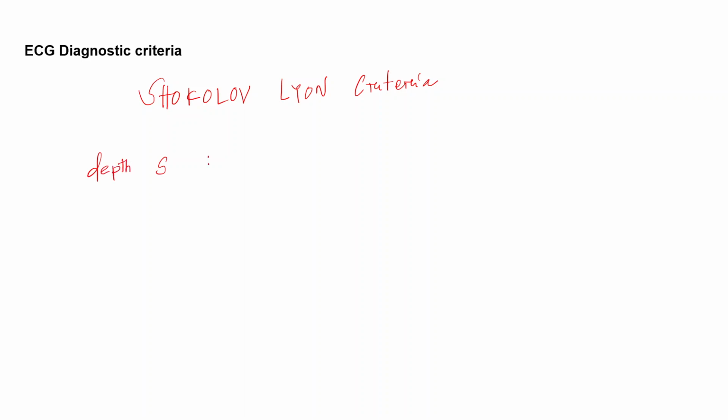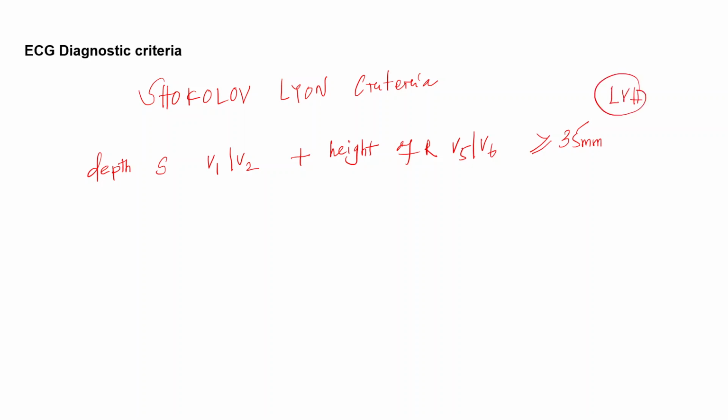depth of S wave in V1 or V2, whichever has the maximum depth, plus height of R in V5 or V6, whichever has the maximum height. It should be more than or equal to 35 mm to call it left ventricular hypertrophy. So, depth of S in V1, V2, height of R in V5, V6.